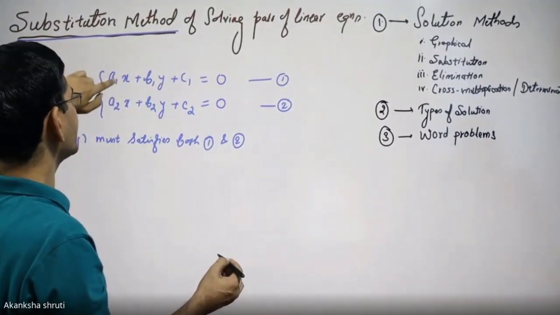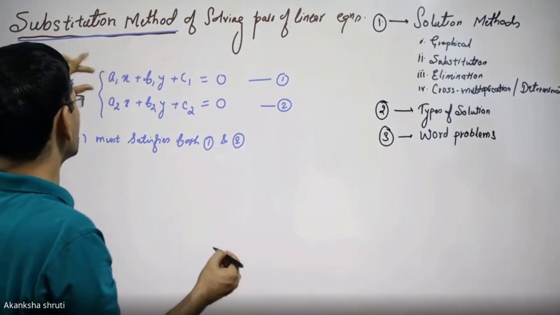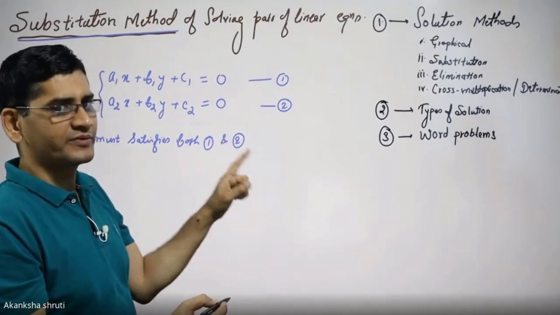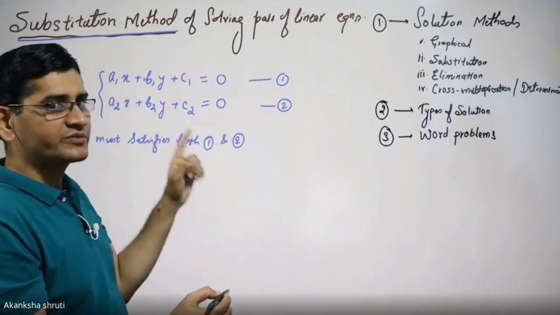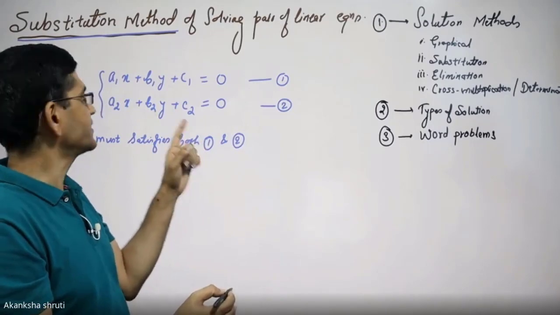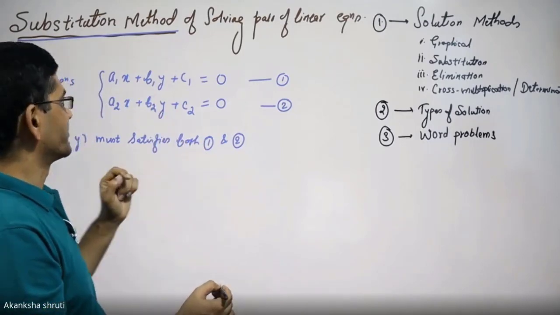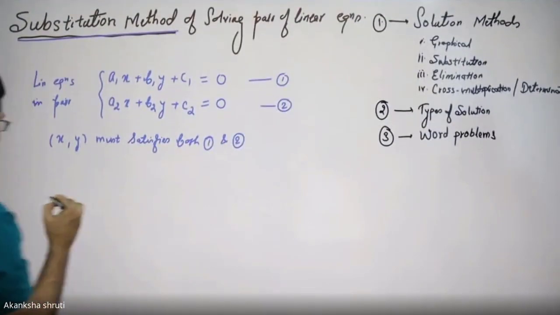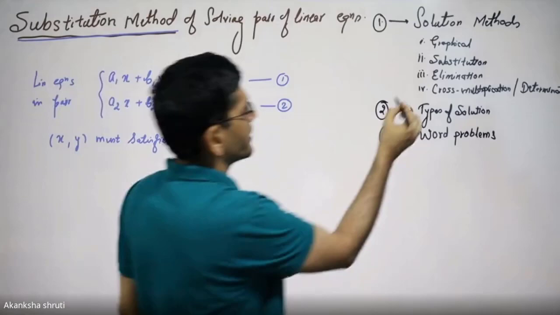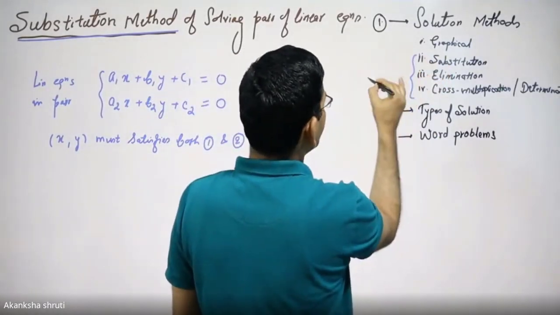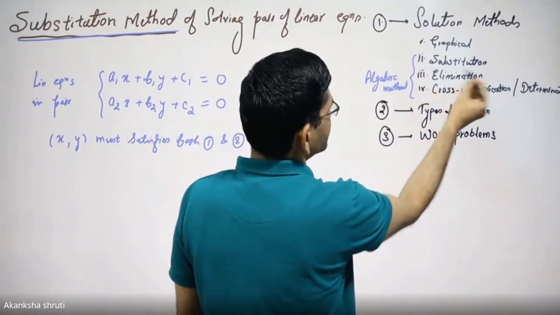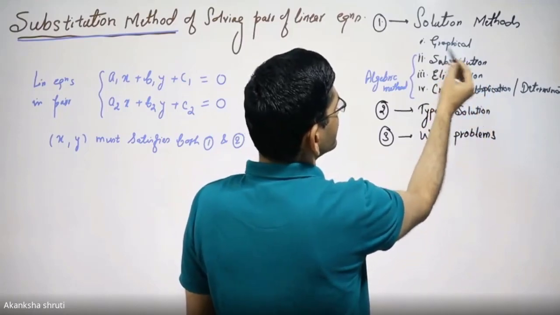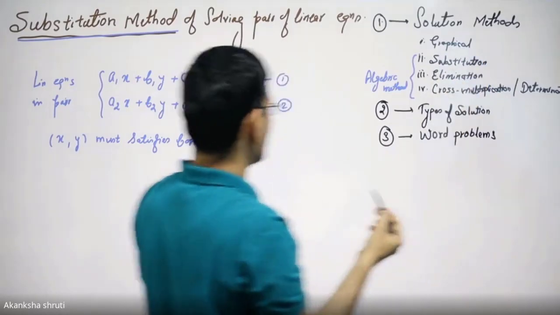Graphically, we have learned that if these two equations are represented by two straight lines, then the coordinates of the point of intersection of those lines are the solution. But how to find it algebraically? So the algebraic methods are these three: substitution, elimination, or cross multiplication. This was the graphical or plot method.